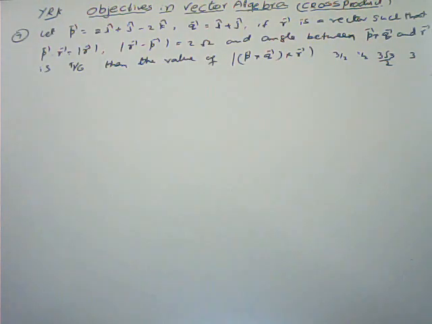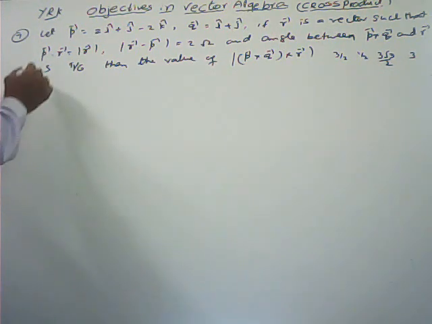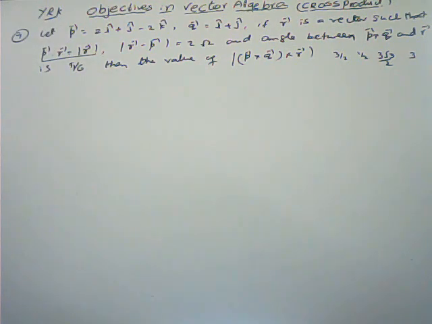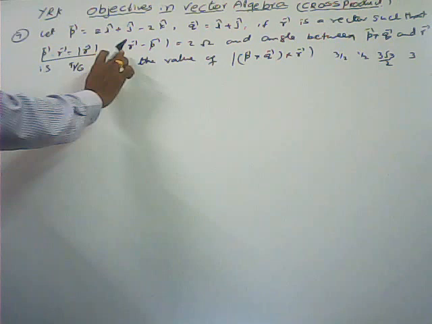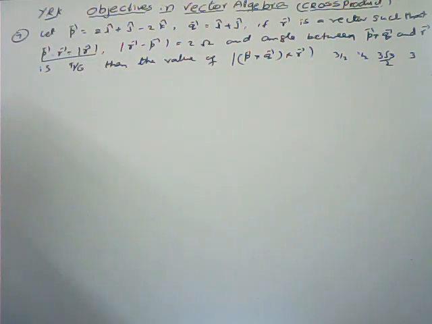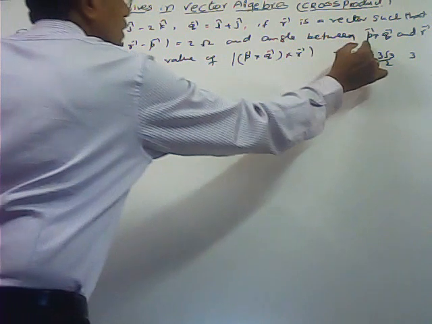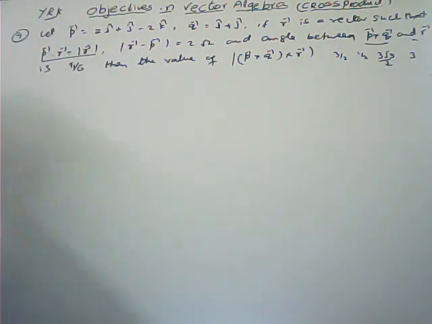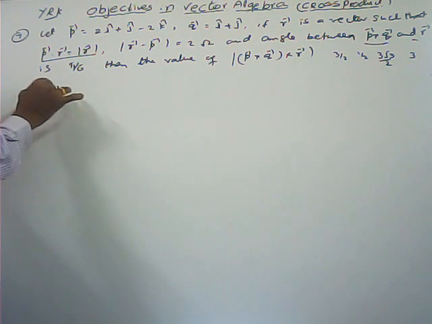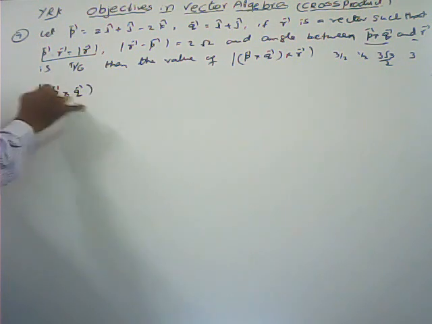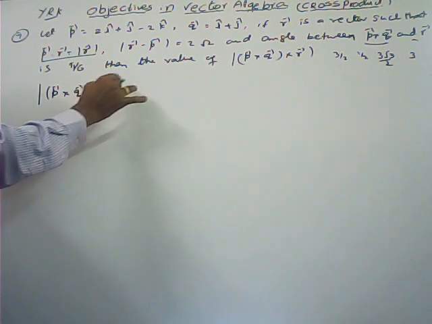Next one: p bar, q bar, two vectors are given. r bar is a vector such that p bar dot r bar is equal to modulus of r bar, and modulus of r bar minus p bar is equal to 2 root 2. The angle between p bar cross q bar and r bar is pi by 6. Then find the value of modulus of p bar cross q bar cross r bar.